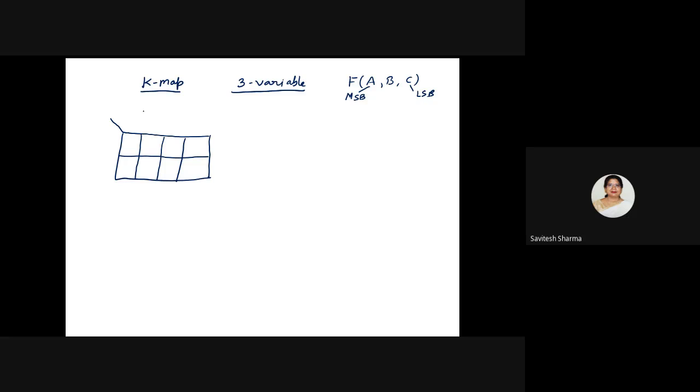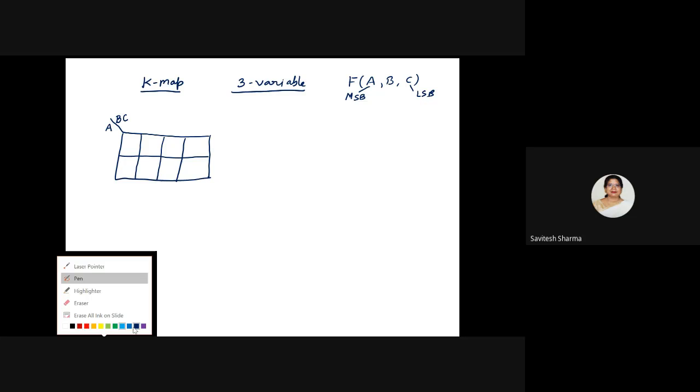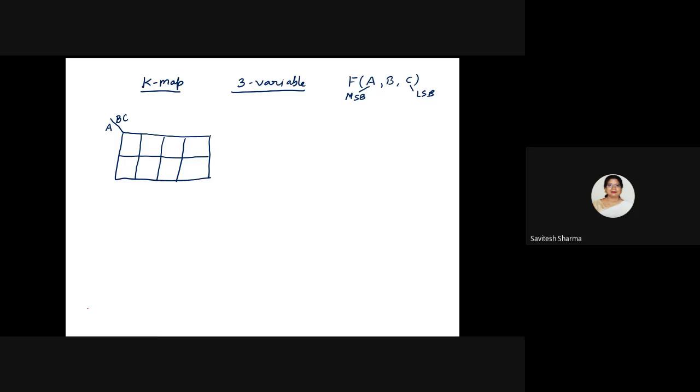As there are 2 sides, you will write 1 variable on this side, and on this side you will write 2 variables. Okay, got it? So you will draw 8 cells and then you will write 3 variables. Next, in the corner you will write the variable names.